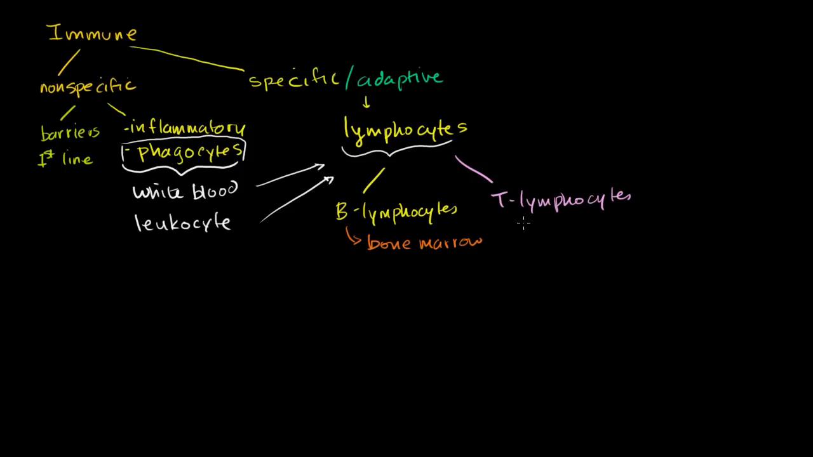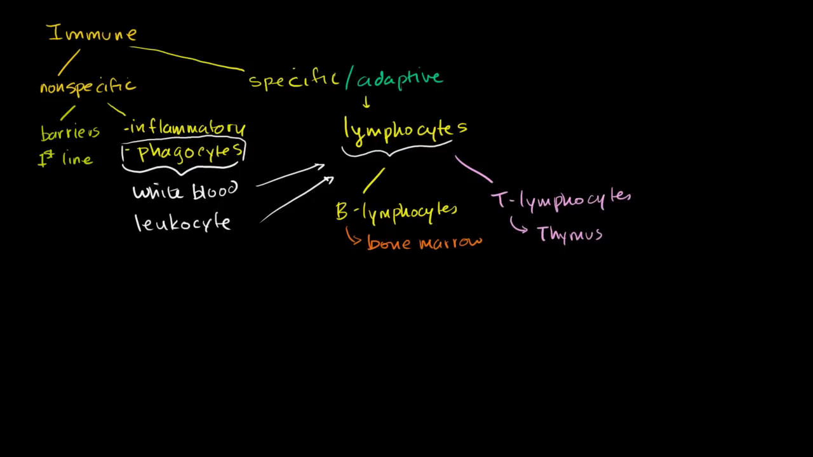T lymphocytes actually do start off in the bone marrow, but they mature and become what they are in the thymus. So that's where the T comes from. T for thymus. Now, in this video, I'm going to focus just on the B lymphocytes, because frankly, if I focused on everything, it would be an hour-long video. I don't want to pick and choose favorites, but for some reason, I just really like the B lymphocytes.